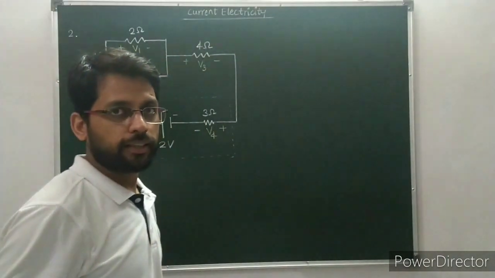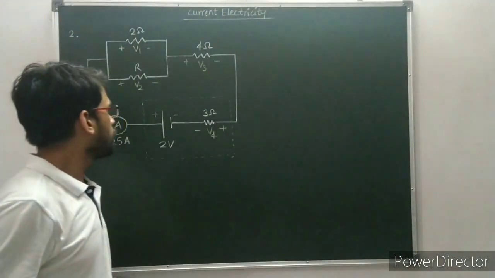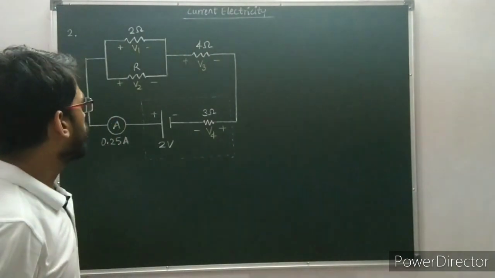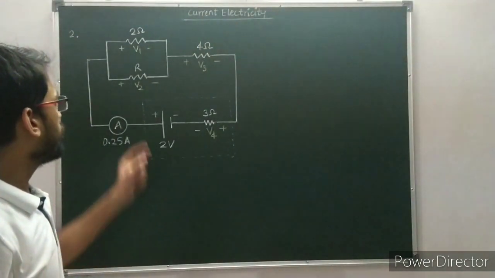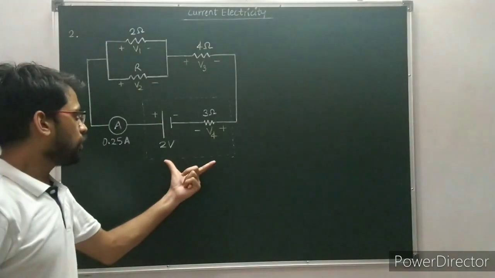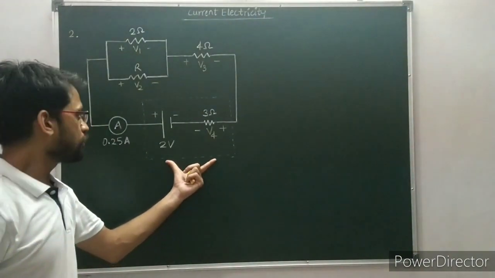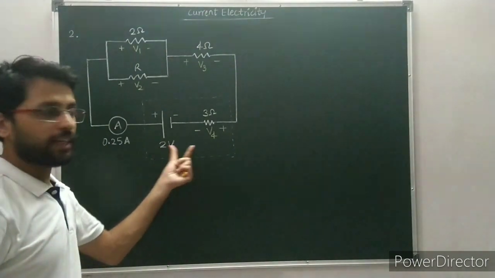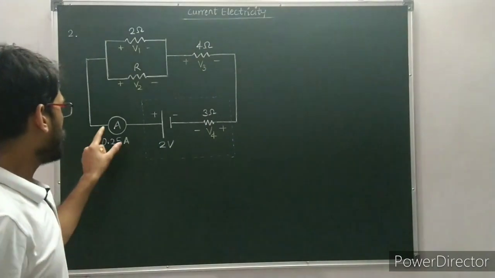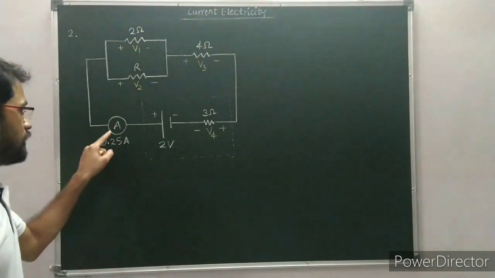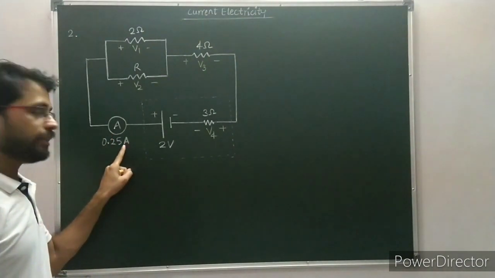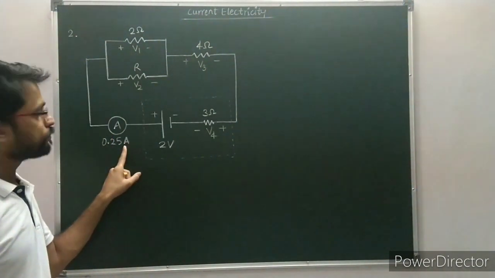Now come to the next circuit. This circuit is already in simplified form. In this circuit we have three resistors, a practical cell having EMF of 2 volt and internal resistance of 3 ohm. Okay, and there is an ammeter connected in the circuit reading the current 0.25 ampere.